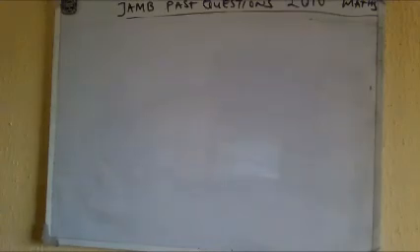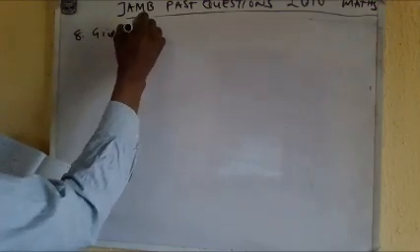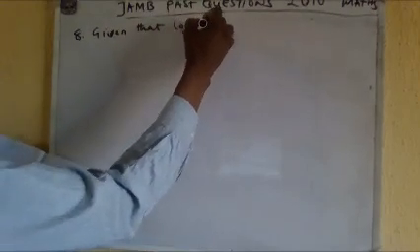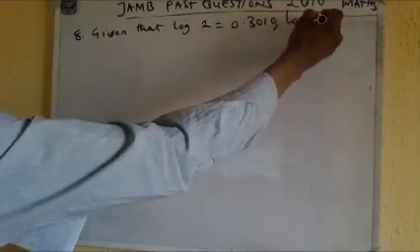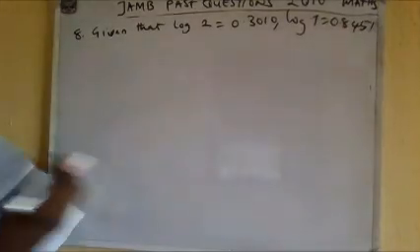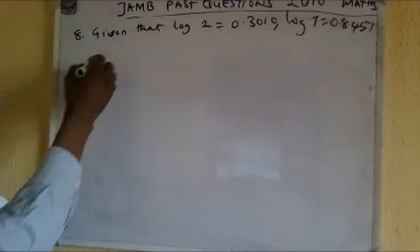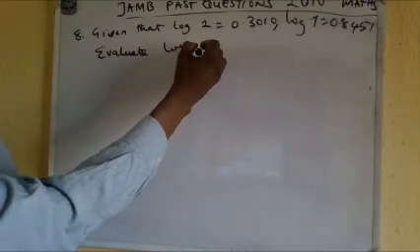Okay, so at this point, we'll go to the next question. The next question is number 8. Number 8 says, given that log 2 is equals to 0.3010, log 7 is equals to 0.8451, evaluate log 112.